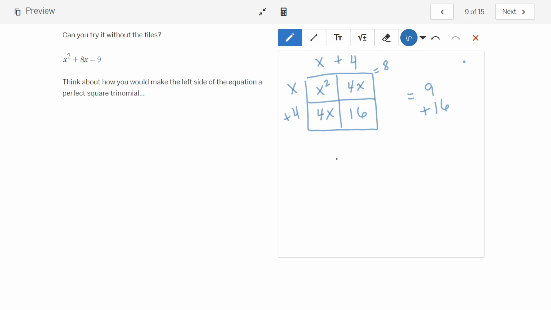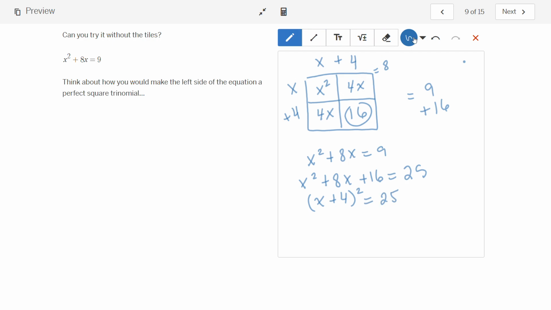So now this trinomial, x squared plus 8x equals 9, is now going to become x squared plus 8x plus 16, and that's going to be equal to 16 plus 9, which is going to give me 25. So now, as a factored form, this is going to be x plus 4 squared equals 25.